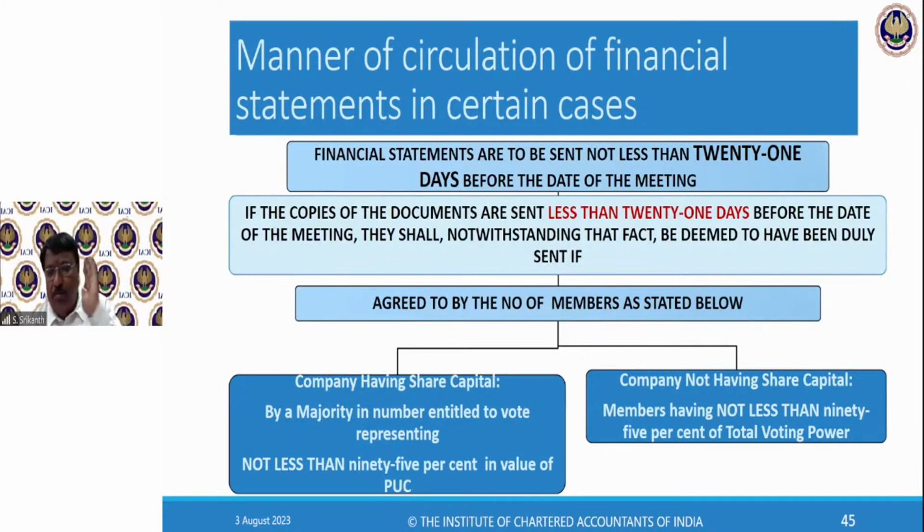Wait, listen. This is very important. Majority in number entitled to vote, representing not less than 95% in value of the paid up capital. For a company not having share capital, members having not less than 95% of total voting power. Here they are talking about total voting power, whereas here they are talking about paid up capital for a company having share capital.